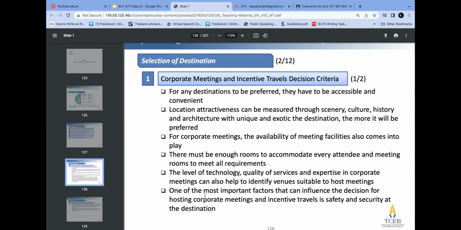And the last one is that one of the most important factors that can influence the decision making of holding a corporate meeting or even incentive travel is safety and security. Highlight here: safety and security. This is a decision-making criterion. So you can just highlight the keywords: accessible, convenient, availability, accommodate, and then maybe safety and security. That's it. Done for the first one here.